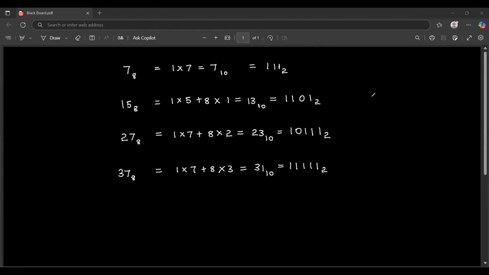Okay. So this is how you are going to convert from binary to octal and octal to binary. You are going to do the same thing in hexadecimal also. So let's try some questions so that we don't make any mistakes.